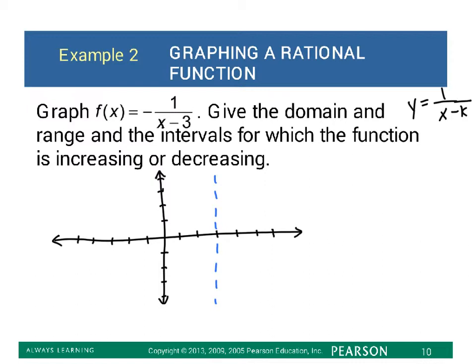So on this one, this graph also has a reflection because of this negative right here. So instead of our graph being here, here, and those 2 quadrants, they're going to be flipped around. They're going to be graphed here and here. So that's what I'm going to do next, is graph those.